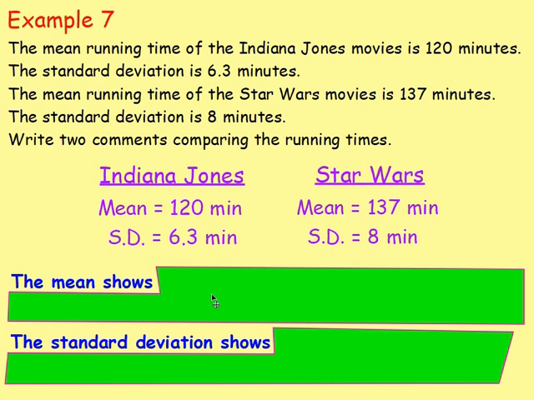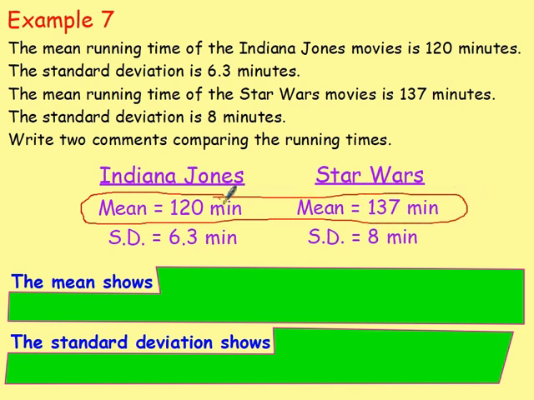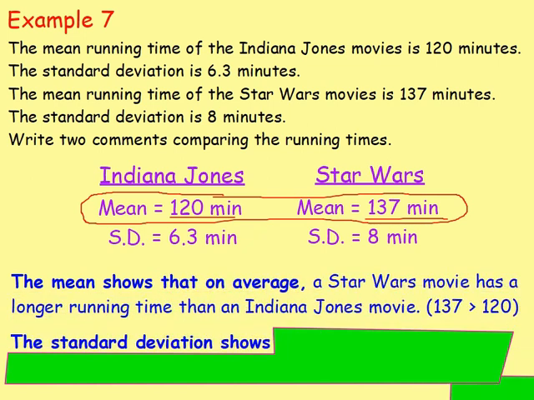Well done, Indy. So you can say that the mean shows that on average, and if we look at the average running times for the movies, we can see the average for the Indiana Jones movies is 120. The average for Star Wars is 137 minutes, which means that on average, a Star Wars movie has a longer running time than an Indiana Jones movie, because the 137 is bigger than the 120. And once again, you can reverse that if you like. You can say the mean shows that on average, an Indiana Jones movie has a shorter running time than a Star Wars movie, because 120 is less than 137.